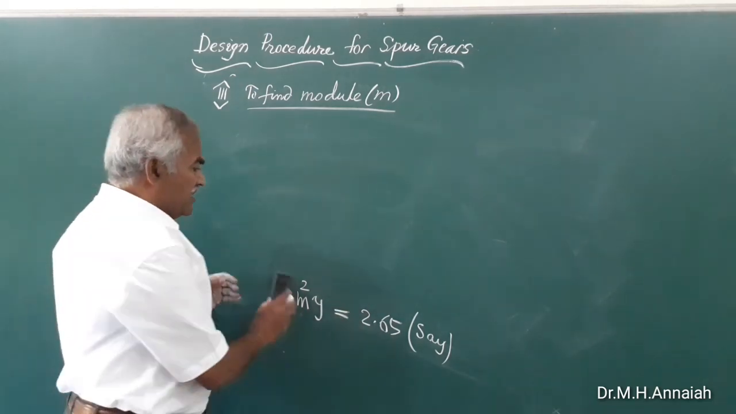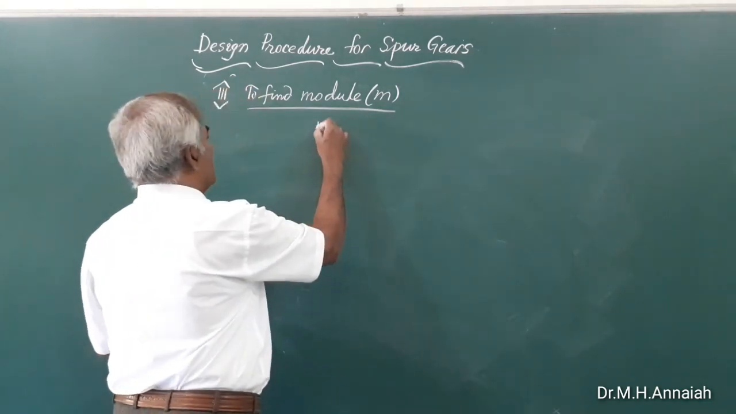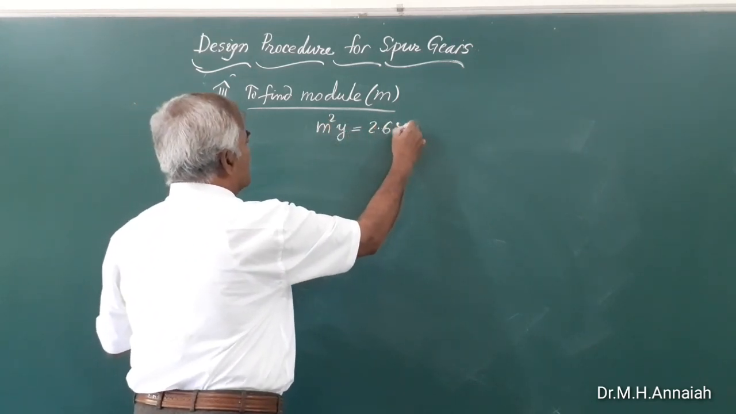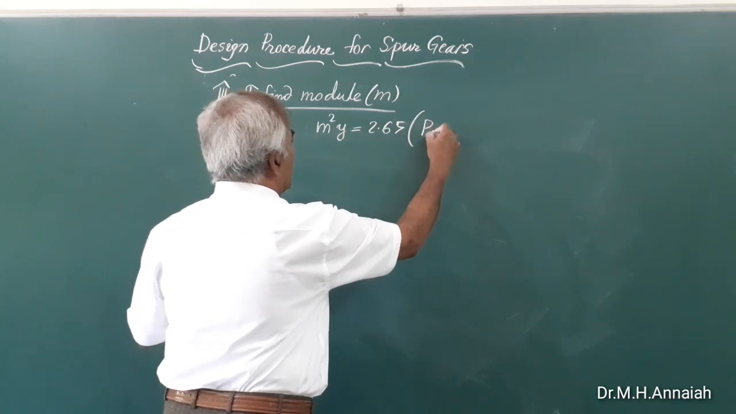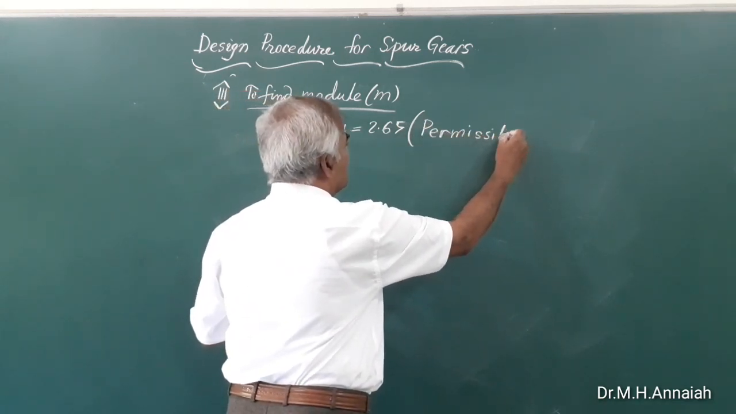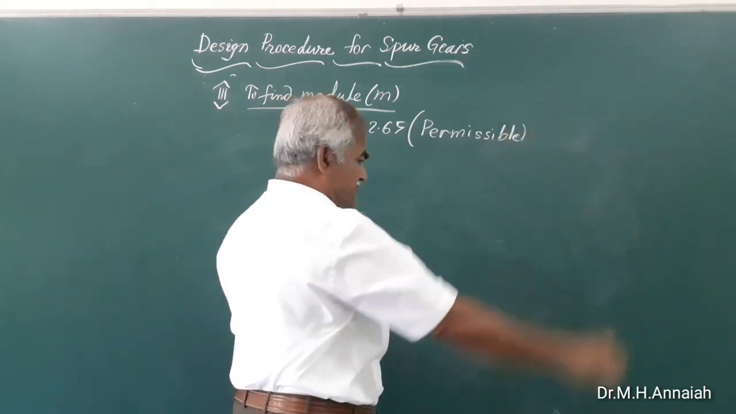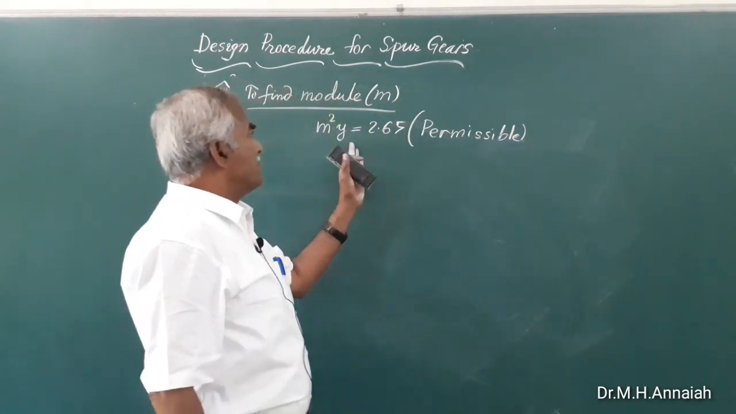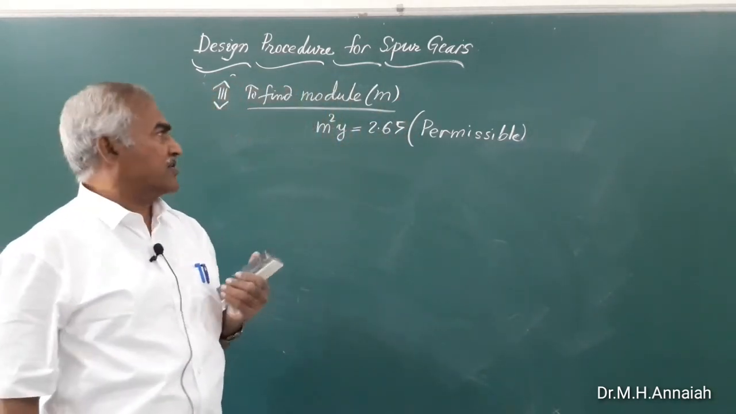M square y is equal to 2.65. I will write down again, m square y is equal to 2.65. It is a permissible value or a design value. So, this is permissible value. And this is the equation based on which you are going to find out the module.